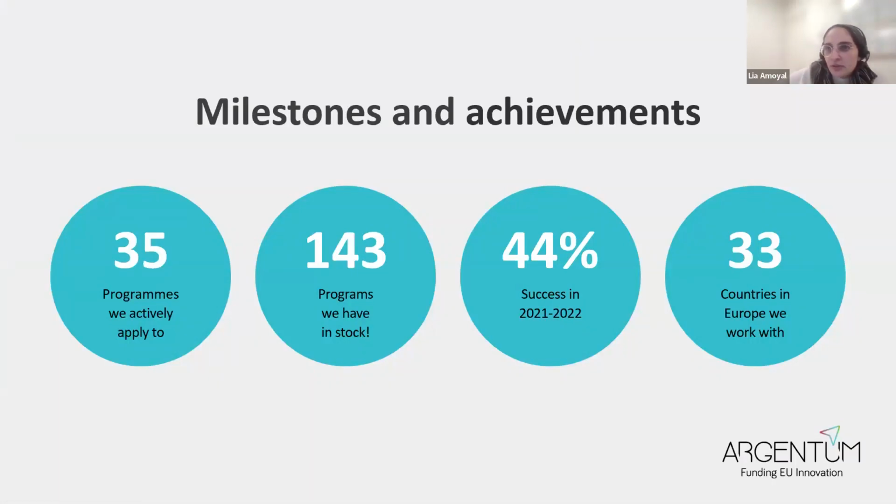So now let's give you a brief overview of what we have achieved so far in Argentum. So there are 35 programs, calls that we actively apply to. This means that we are very experienced in it. We have applied many times, and we know how the evaluators look. We have received lots of evaluations back, so we can promote projects in the best way. Actually, we have more than 140 calls that we know of and that we can apply to.